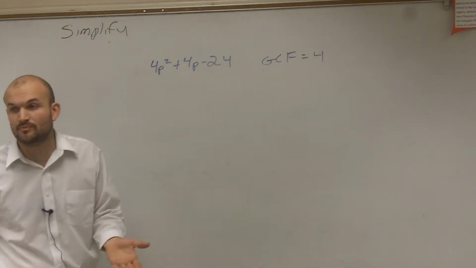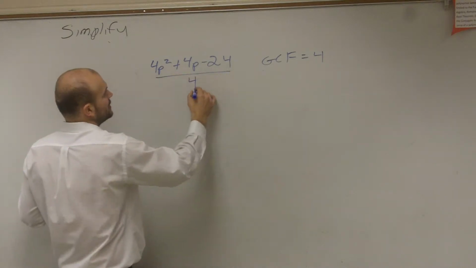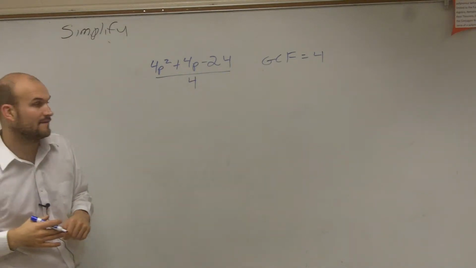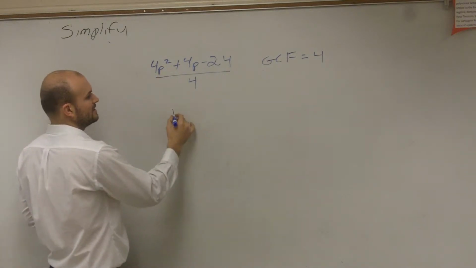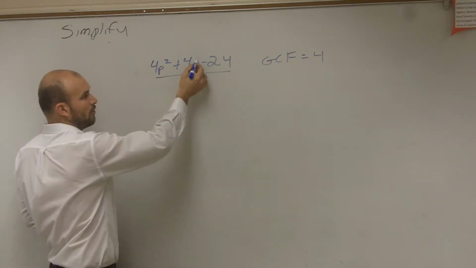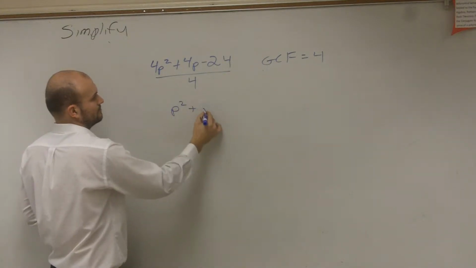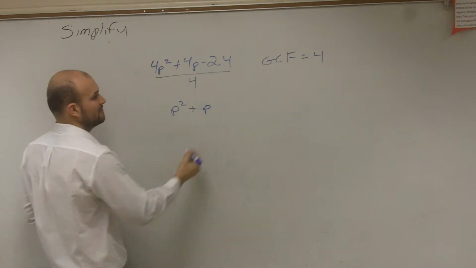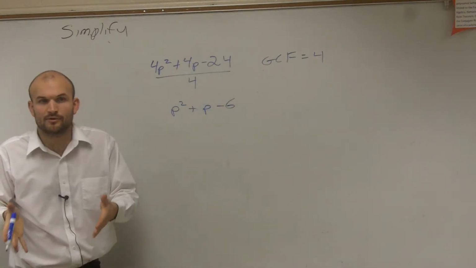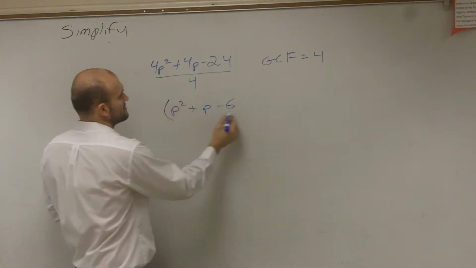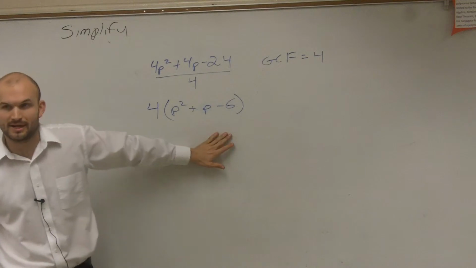Now remember guys, when we practiced factoring out GCFs, you took your GCF and divided it into every single term. So 4p squared divided by 4 is just going to leave you with p squared. 4p divided by 4 is positive p. And negative 24 divided by 4 is negative 6. Now, to rewrite this problem, I just rewrite it as whatever my GCF is multiplied by what I divided.